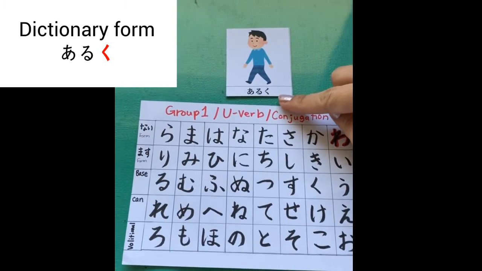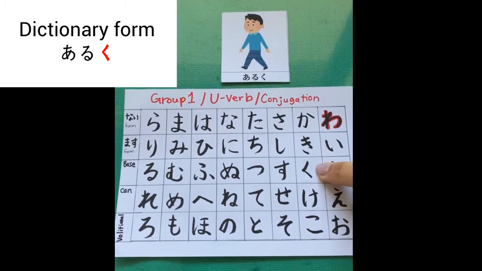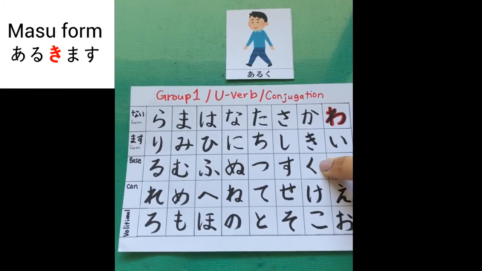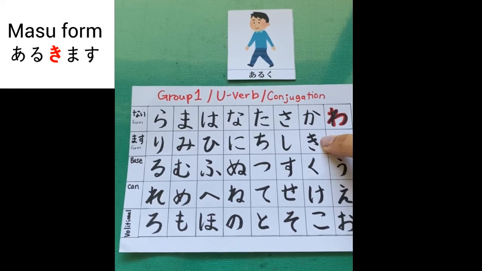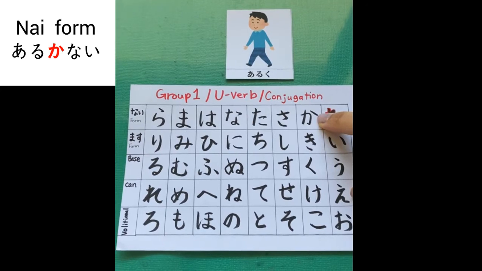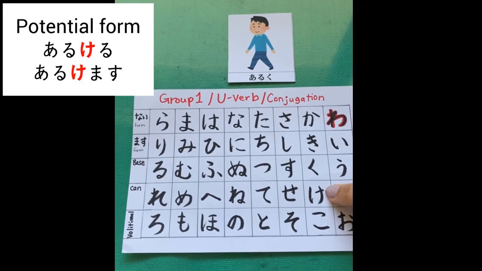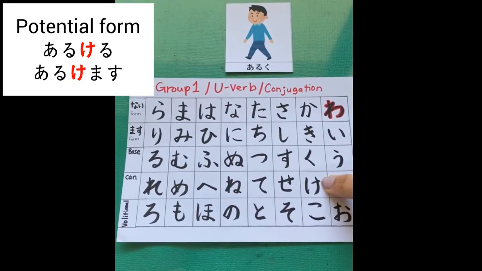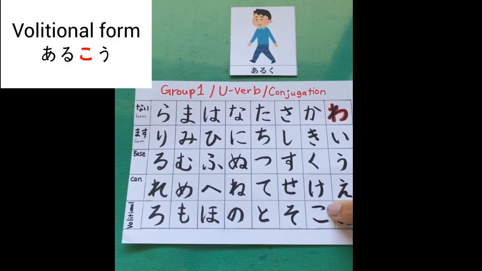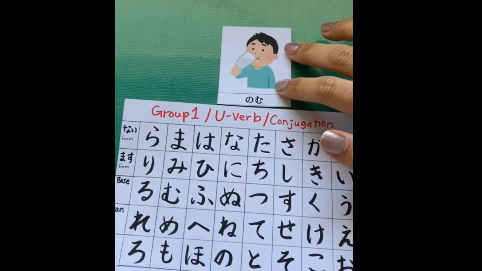Another example. 歩く, to walk. Dictionary form 歩く, Masu form 歩きます, NAI form 歩かない. Can-do form 可能形, 歩ける、歩けます. Volitional form 意向形, 歩こう. Now it's your time to do it.